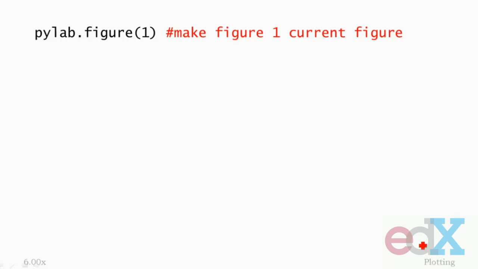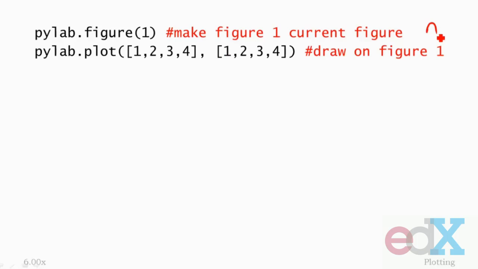Pylab has a notion of a current figure. Executing a statement pylab.figure with some argument, let's say n, sets the current figure to the figure numbered n. Subsequently executed pylab commands implicitly refer to that figure until another pylab.figure command is executed. Therefore, the next line of code, pylab.plot, will draw some points and connect them with lines on figure 1, as we saw in the last segment.